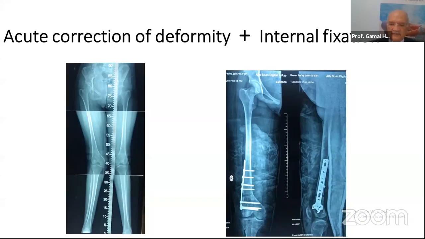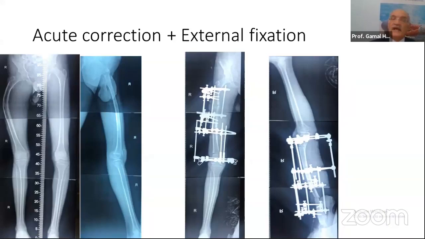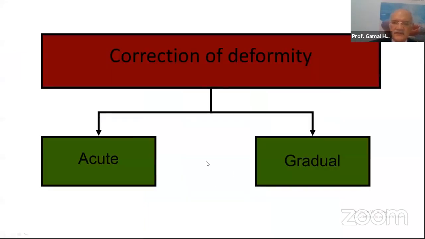Don't be dogmatic. You can use acute correction using external fixation. Look at this patient. You have a C-shaped deformity. And we did correction by 2 osteotomies. This is the first osteotomy and this is the second osteotomy. And we did acute correction using external fixation. So correction of the deformity can be acute. You can use internal fixation or external fixation or any combination, and it can be gradual or both in the same patient.